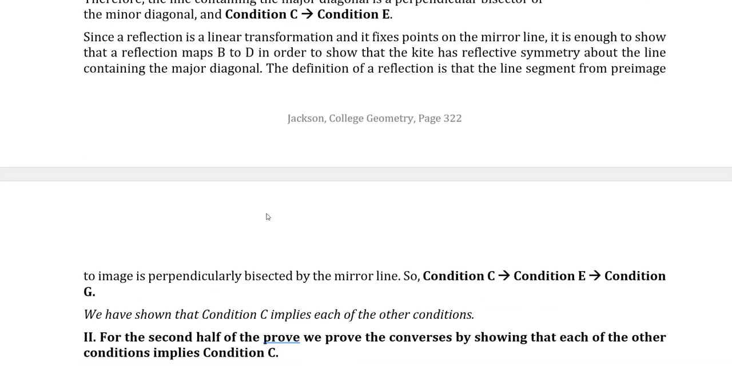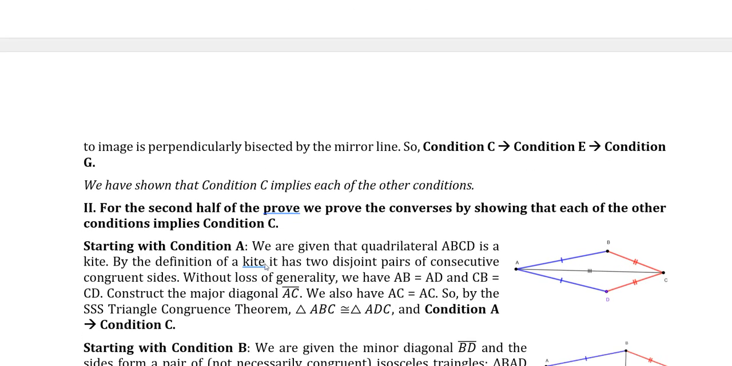Okay, so let's take it one at a time. Let's start with condition A. We're given quadrilateral ABCD as a kite. By definition of a kite, it has two disjoint pairs of consecutive congruent sides. So that is AB is congruent to AD, BC is congruent to DC.